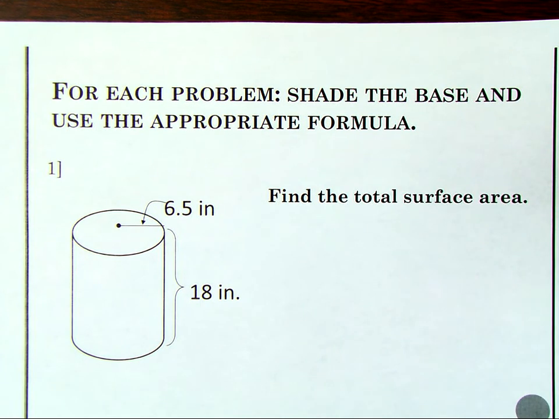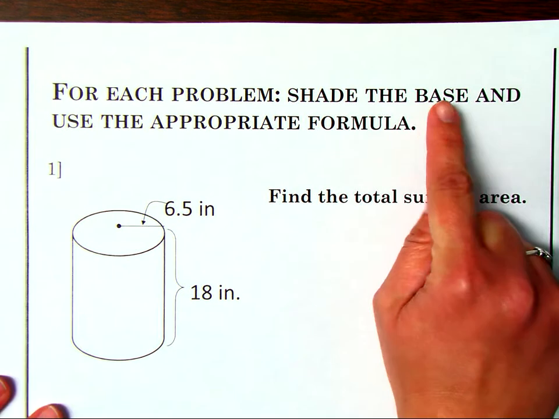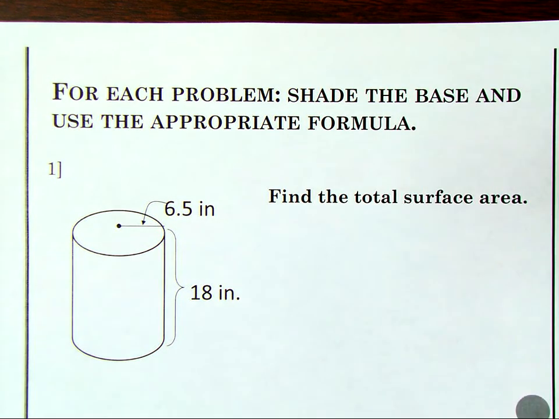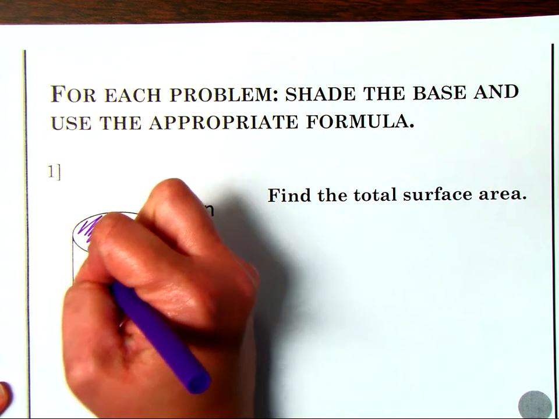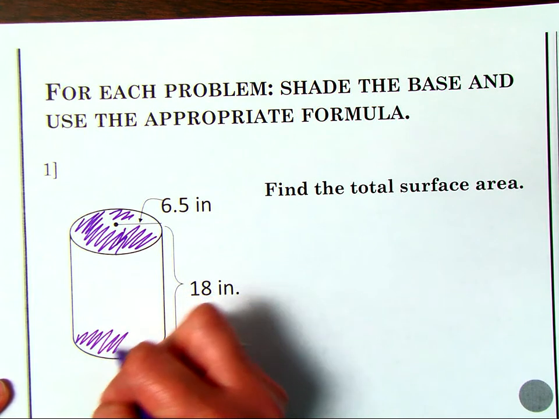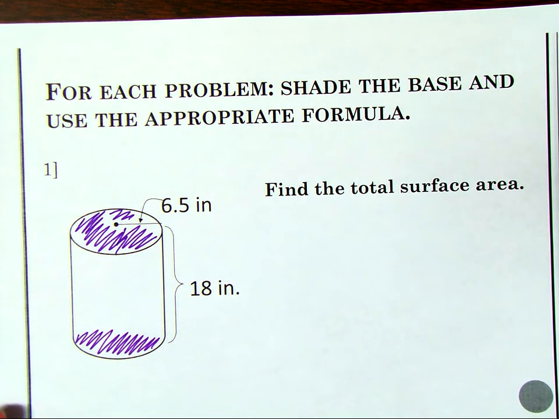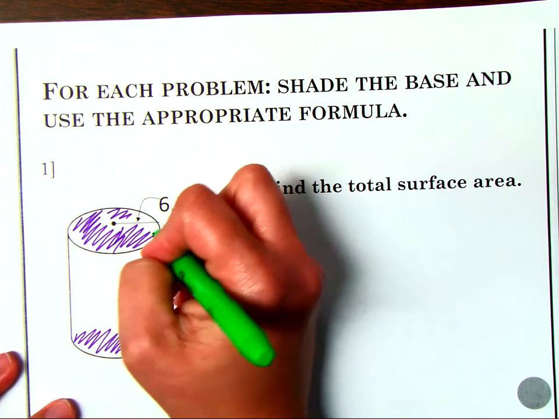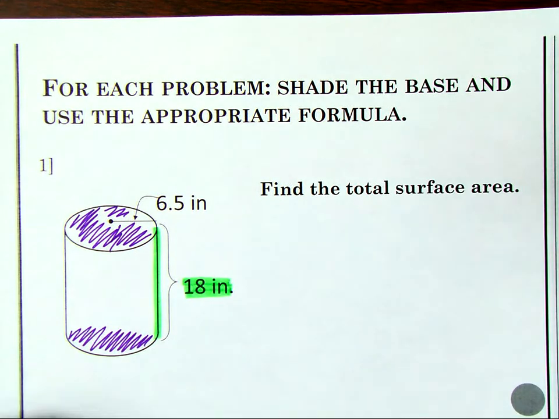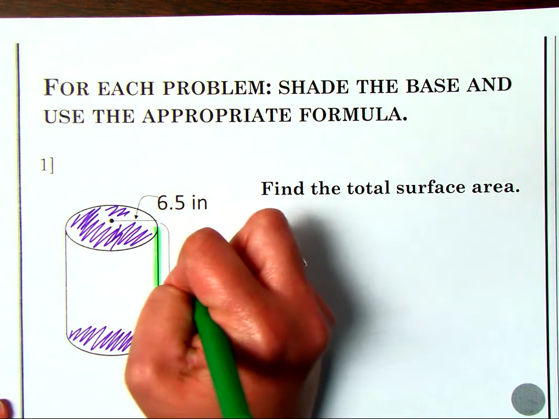It says for each problem, shade the base and use the appropriate formula. The reason why you should always shade the base is that it's not only going to help you to define what the height is of the cylinder or prism or whatever shape it is, but it also helps you to understand the different elements you'll need in that formula. So we're going to first shade the base right here. So this circle and over here would be the other circle. So there's 2 bases. The distance connecting those bases is 18. So that means the distance connecting my bases is the height of the cylinder.